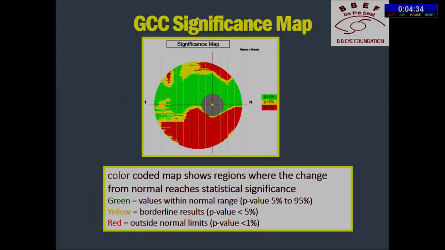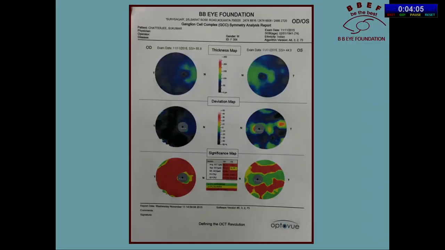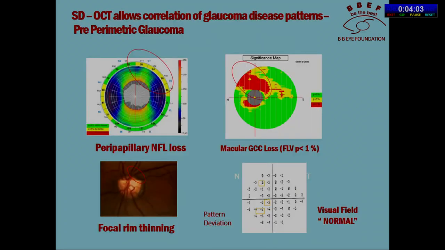GCC significance mapping. Again, the color coding mapping is there. Red shows outside normal limits, green the baseline values within normal limits, and yellow is borderline. If we go to the deviation map, again the color coding is there. Blue is thinning of 20 to 30% relative to normal, whereas black is 50% loss or greater. This is one of the pictures with the color coding. Even SD-OCT allows correlation of glaucoma disease pattern, pre-perimetric glaucoma also.